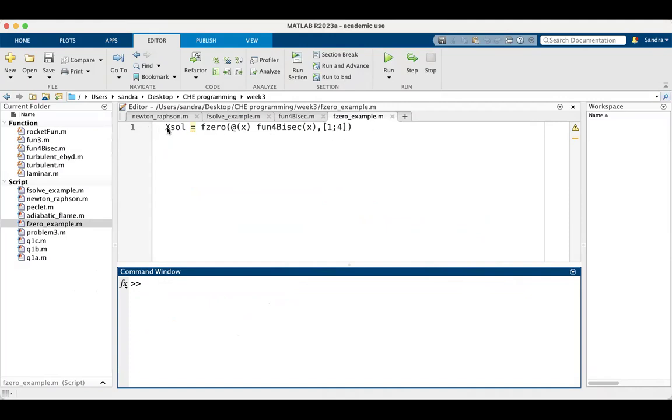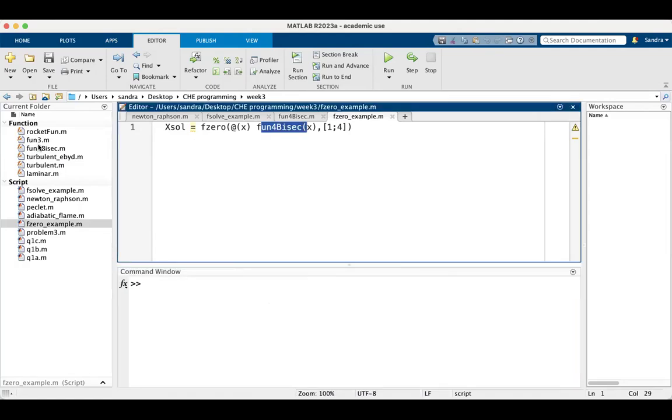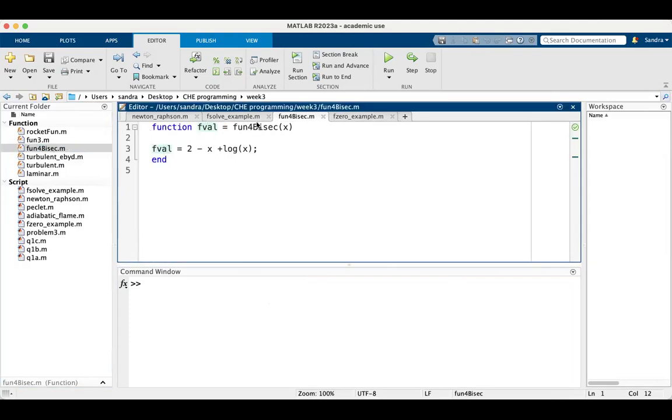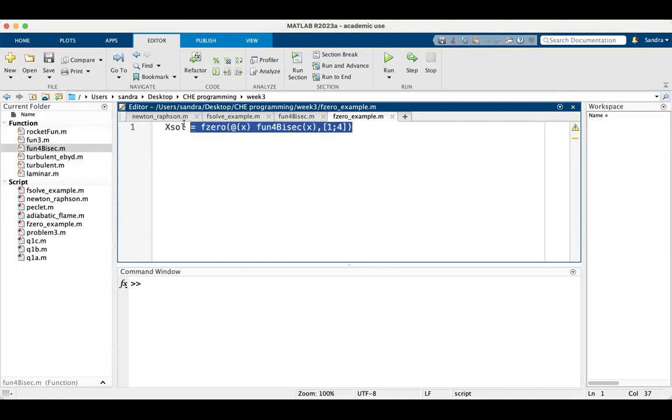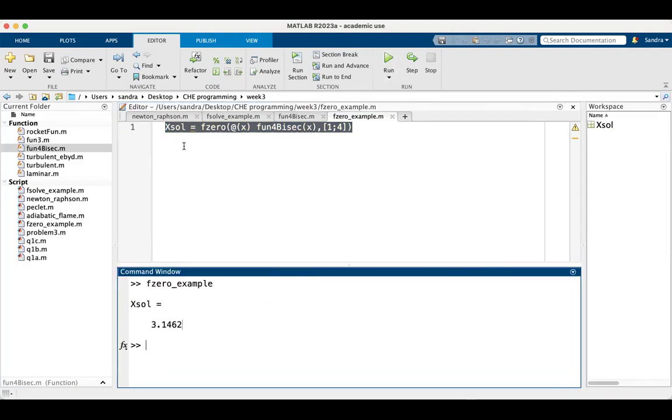Here the syntax is pretty similar. You tell MATLAB that the variable you are trying to solve for is x, and the function name is fun for bisect. The same function we used before: you take an x value and it computes 2 minus x plus log x. The interval that I'm giving is 1 to 4. So basically, I should be getting the second solution, that is 3.146. Let me just run this. And we got the second solution, that is 3.1462.